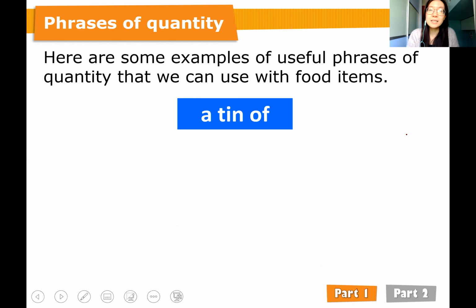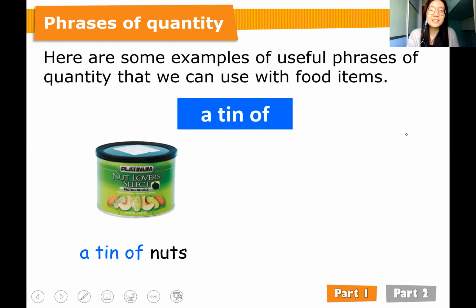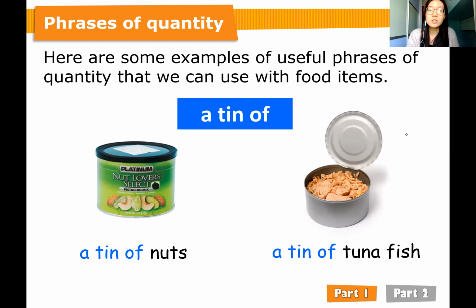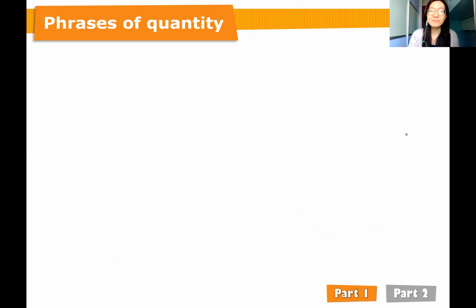Next, a tin of nuts. A tin of tuna fish. tin 可以係罐頭咁樣咯，通常係罐頭嘅 just like this. This one also got a tin of cat food. A tin of cat food is tuna with white base. Okay.